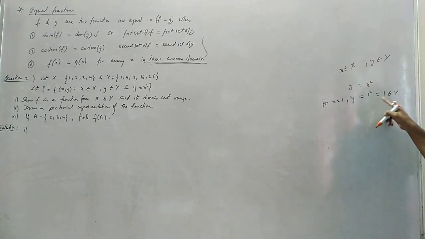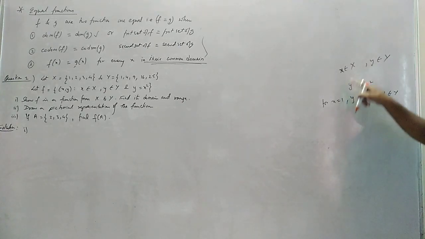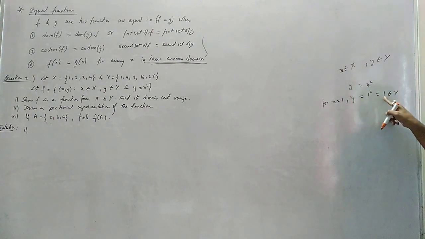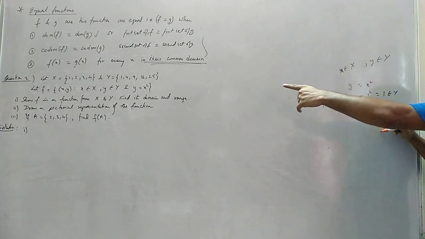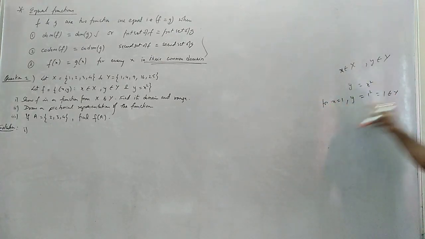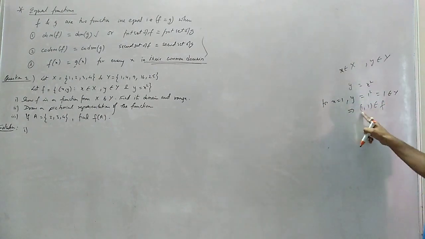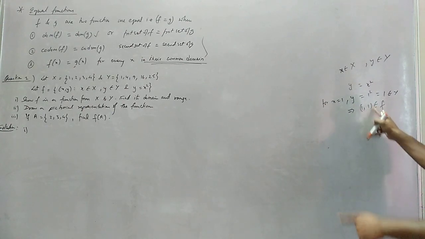Clear? Whatever x equals 1 I have taken, I took it from the first set, and after calculating we get a value which is there in the second set. So by this calculation, that means (1, 1) belongs to f, because this ordered pair satisfies the condition y equals x square.